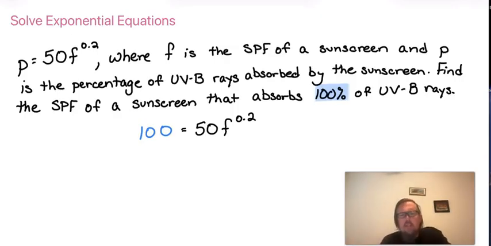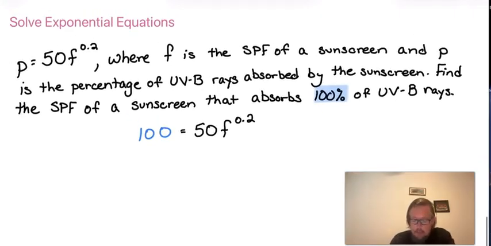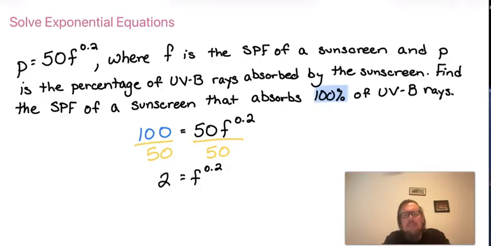So the first step I see that we can do that's pretty obvious is the division property of equality. We can start off by dividing both sides by 50. And that will take care of one of our problems, which is that the 50 on the right side of this equation will cancel. That'll leave us with 2 equals F to the 0.2 power.